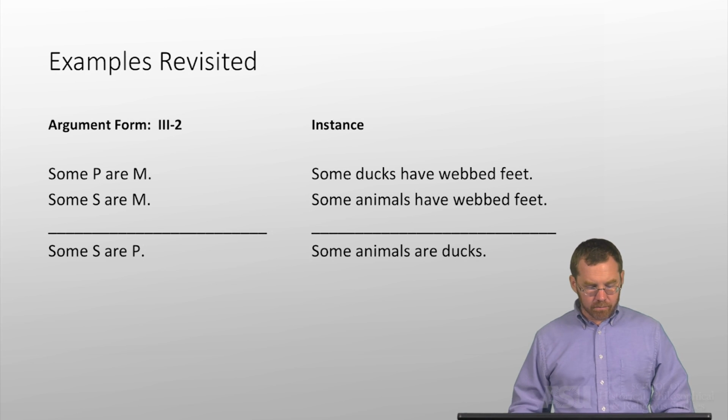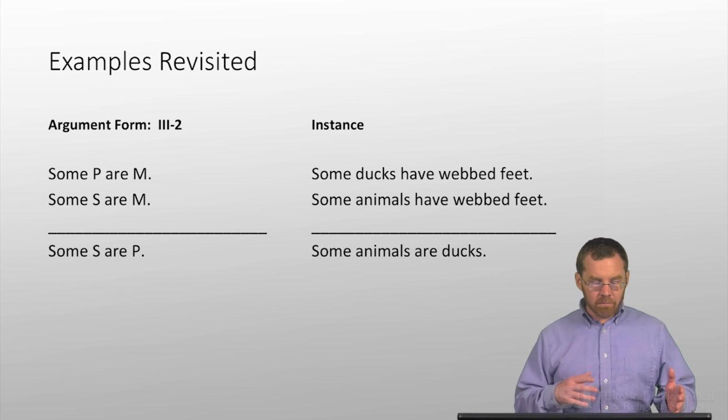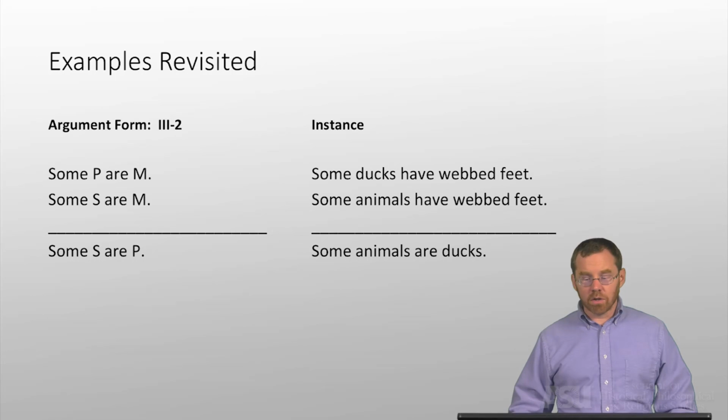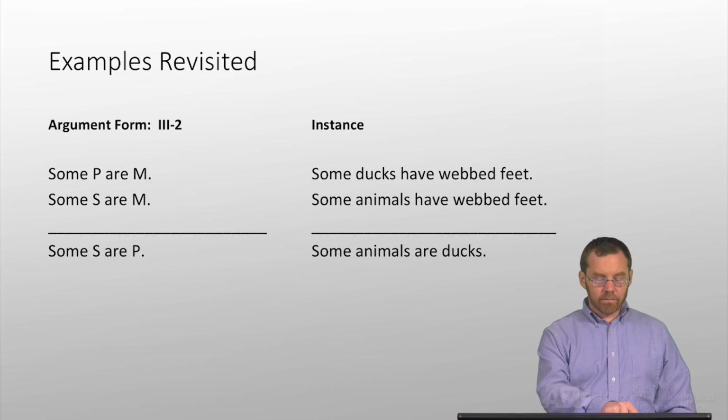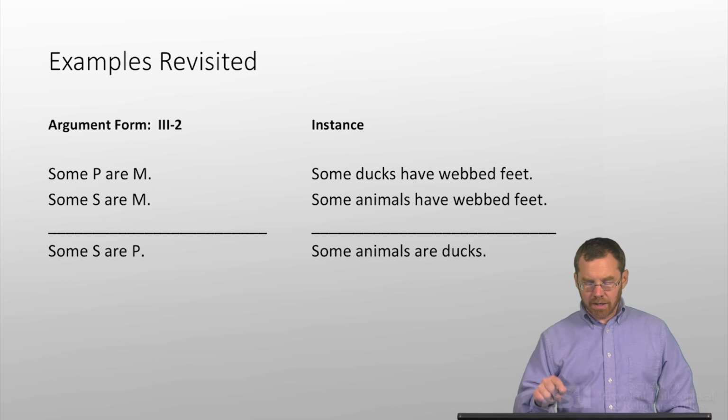Let's look at that again real quick. These arguments had the form III-2, which is some P are M, some S are M, some S are P. Now you'll notice it's the same structure on the right side. You see the M there. Well, all three of them start with some. The first two end with the same thing, have webbed feet, have webbed feet. Just like on the left, you have P at the beginning of the first premise and P at the end of the conclusion. You've got ducks at the beginning of the first sentence and ducks at the end of the conclusion. You have animals at the beginning of the second premise, and you have animals at the beginning of the conclusion.